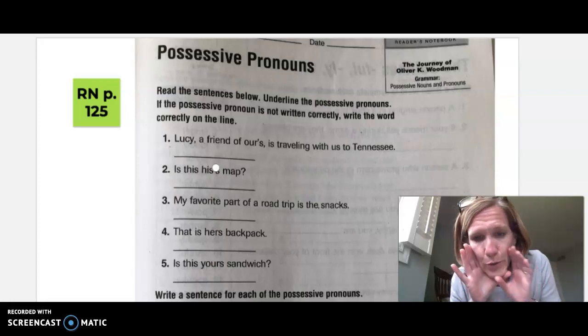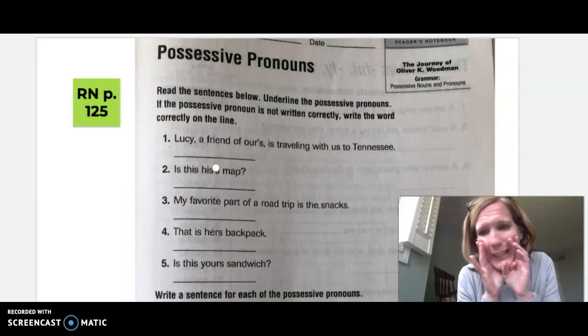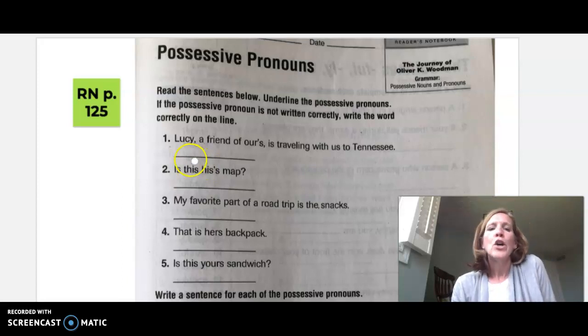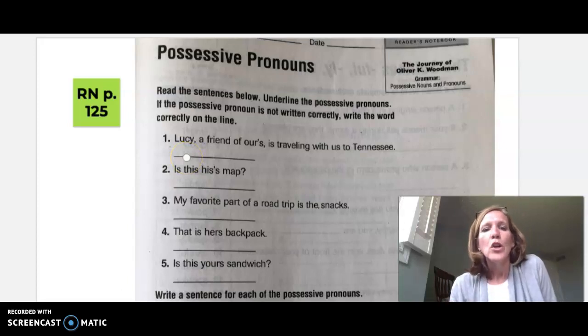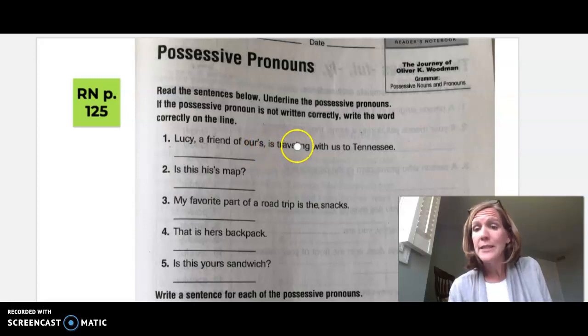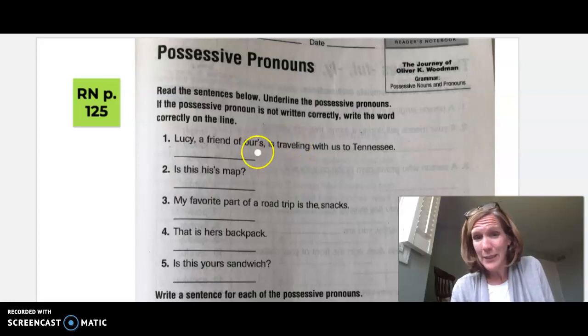I'll give you a clue. Most of them are not written correctly. All right, ready? Some of them are going to sound right, but the way that they're written isn't right. Okay. Lucy, a friend of ours, is traveling with us to Tennessee. If you just listen to it, does it sound right? It does. But when you look at this word, would we use an apostrophe S in there? Mm-mm. The apostrophe S is when a noun follows it to tell us what it's owning or possessing, right?